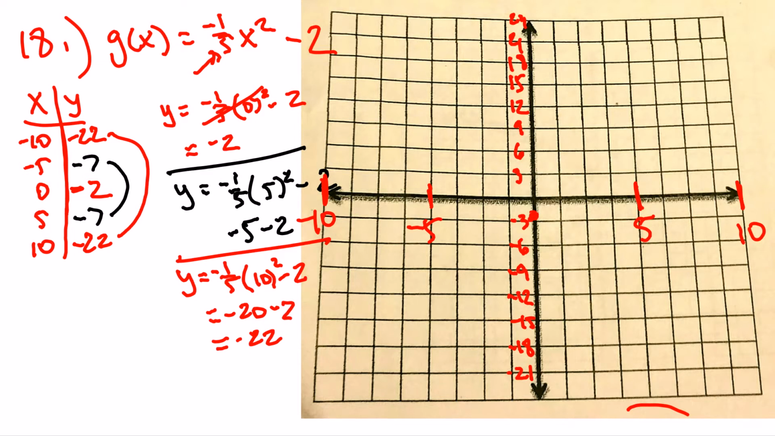We're going to go left 5 down to 7. We're going to go right 5 down to 7. We're going to go left 10 down to 22. We're going to go right 10 down to 22. Remember, this is a U.